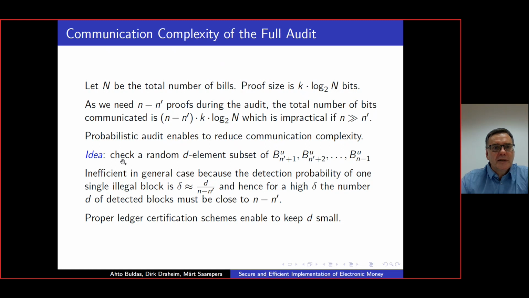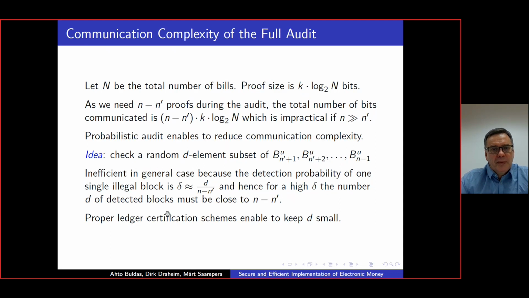The idea of the probabilistic audit is that we check a d-element subset of those intermediate supposedly empty blocks instead of checking them all. In this general case, this audit is still inefficient, because the detection probability of one single illegal block is about d over the length of the interval, where d is the number of samples. For high delta, the number d should be close to n minus n prime, which means that the complexity of the probabilistic audit is similar to the complexity of full audit, and it might be inefficient.